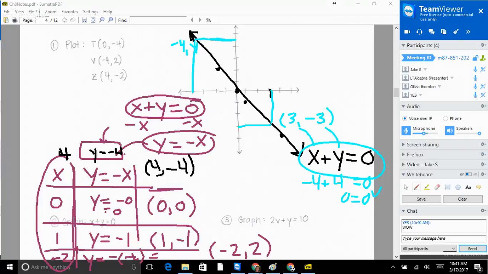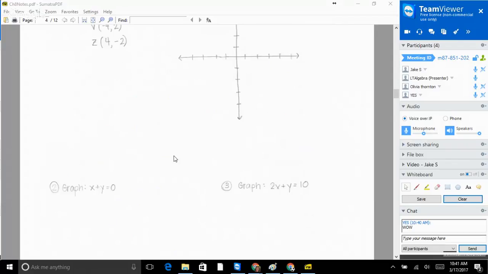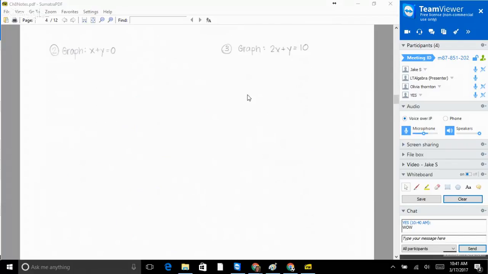All right, so let's do another one. It takes a long time because I'm explaining every single part. Okay, I'm going to clear this off. All right, we have graph 2x plus y equals 10.